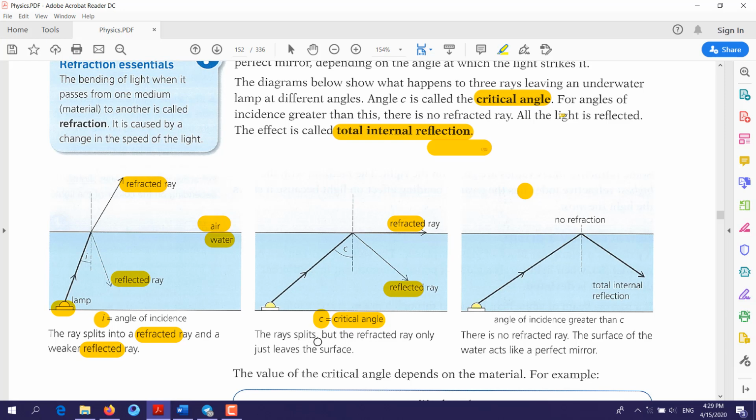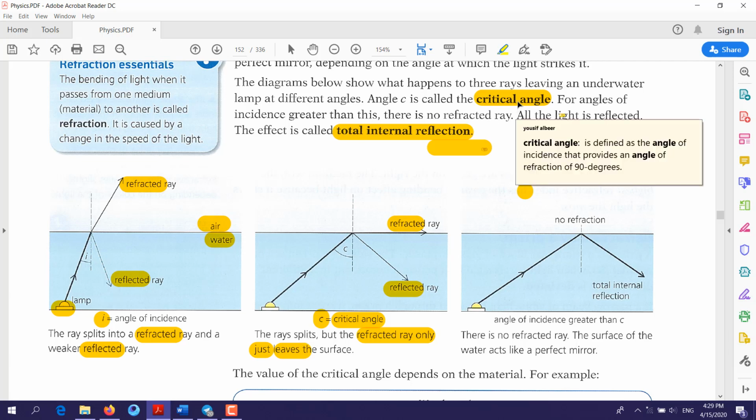When it's the critical angle, see what happened. The ray splits, but the refracted ray only just leaves the surface. Look at this arrow, it represents the refracted ray. When at the critical angle, what will happen? The ray will split, but the refracted ray only just leaves the surface.